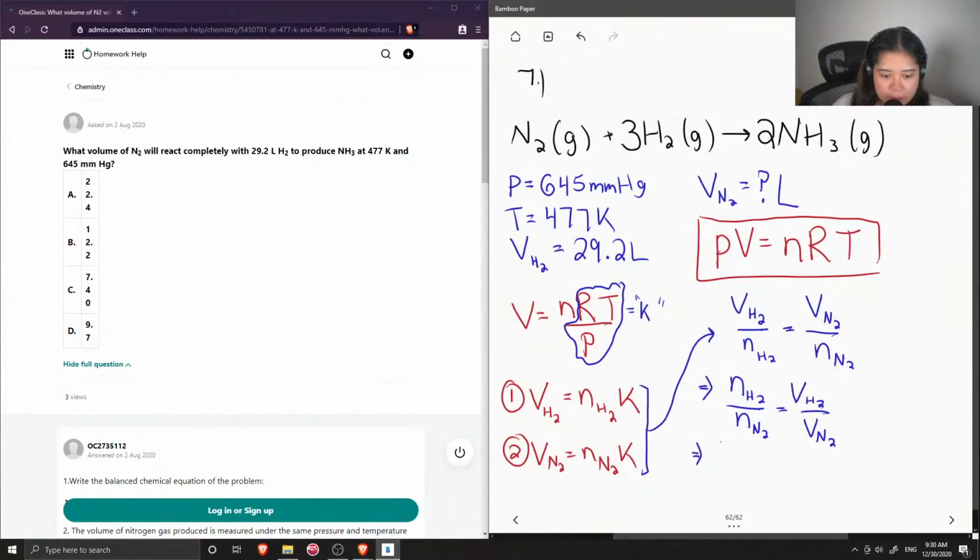We know that 3 moles of H2 is needed to react with 1 mole of N2. And we know the volume of H2 is 29.2 liters. And the volume of N2 is unknown. So if we just divided 29.2 divided by 3, this gives us the volume, which is 9.733 liters.